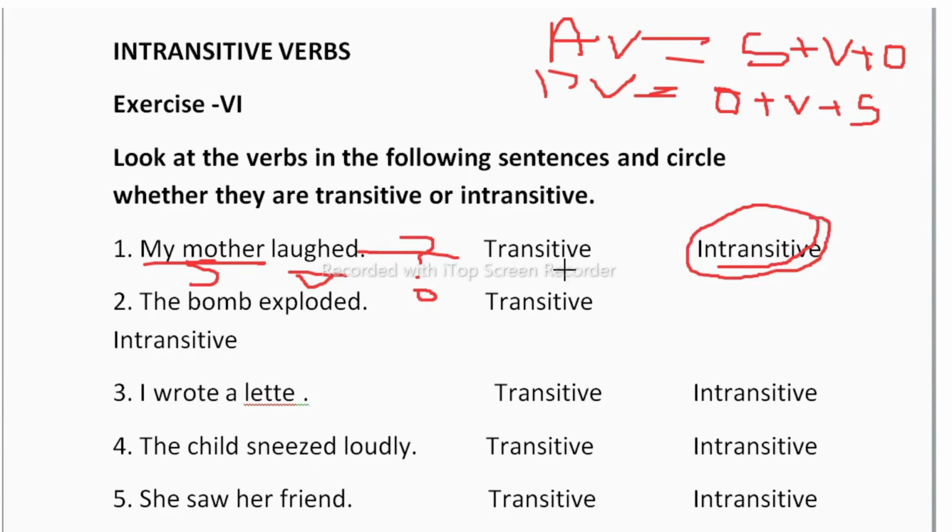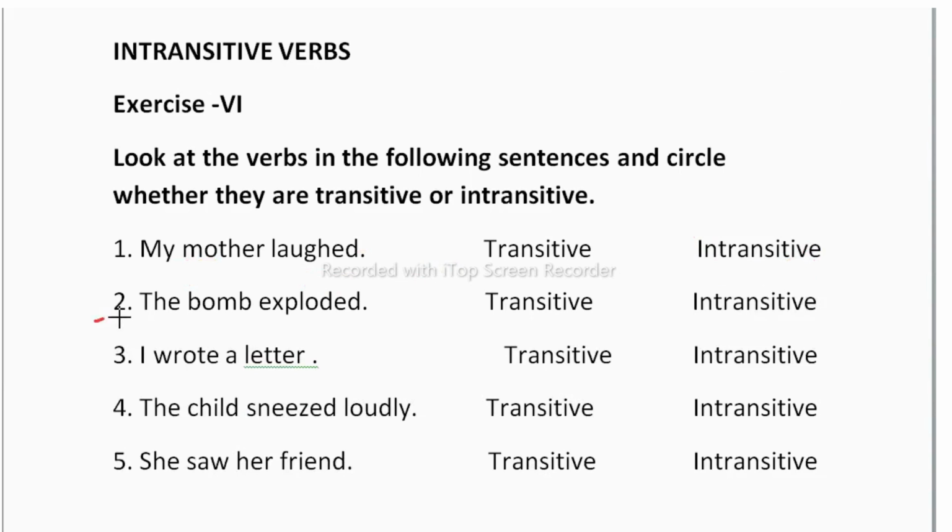It is not a transitive verb. If an object is given here, "my mother laughed on something", then that would definitely be transitive, but the object is missing here, that's why it is an intransitive verb. Now let us see the second one. "The bomb exploded." Again you can see we have a subject and we have a verb, but the object is missing here. So again it is an intransitive verb, because the object is missing.